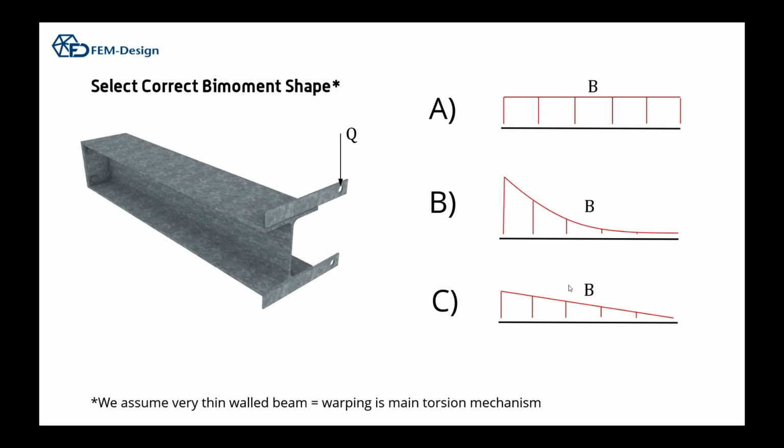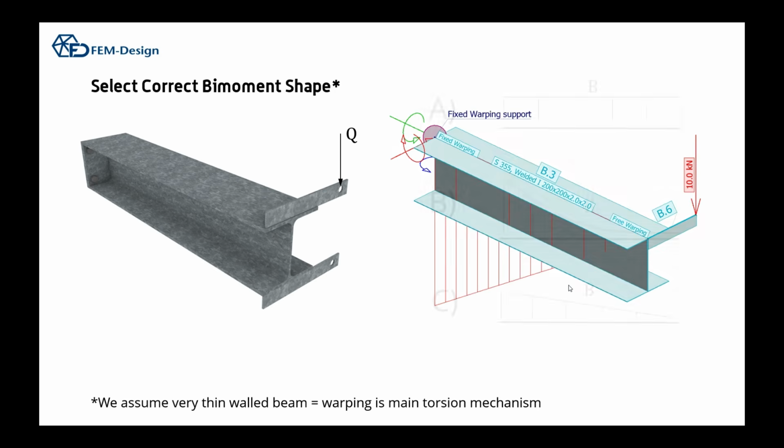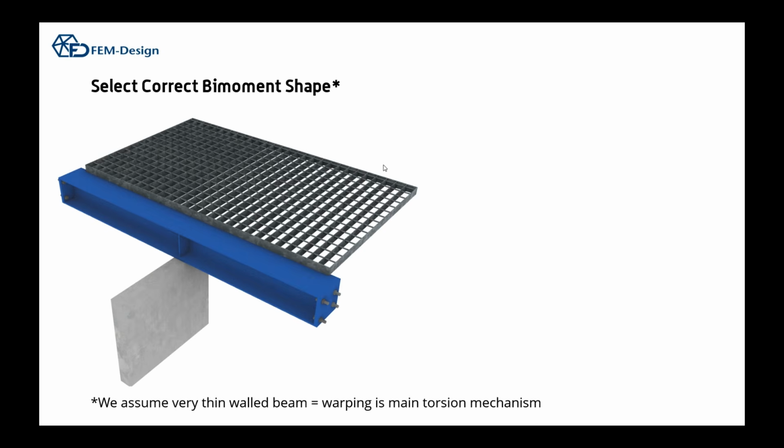Okay, I will reveal the answer. So C was the correct answer. So yes, it is the bi-moment shape of this cantilever system. So we draw the beam and take out the bi-moment. So it's basically just like a cantilever. It bends the top flange to the right and the bottom flange to the left, and it's a cantilever for those.